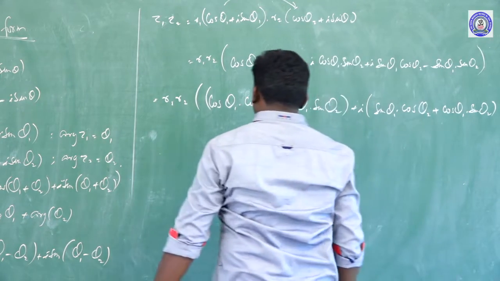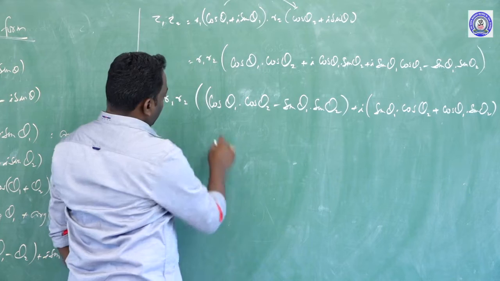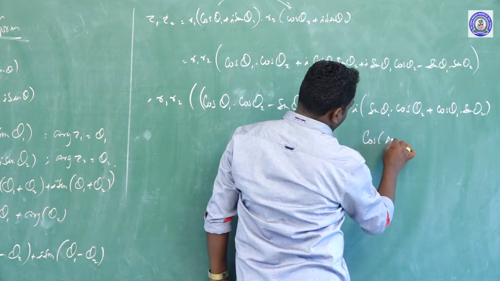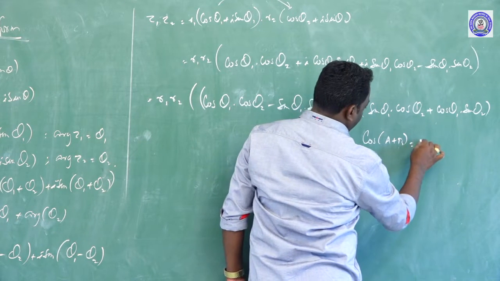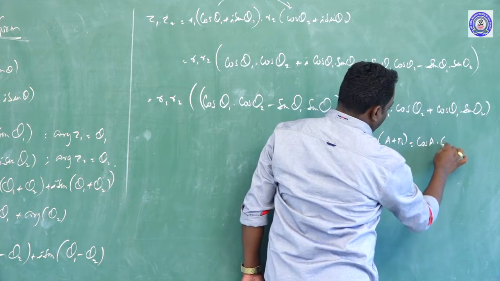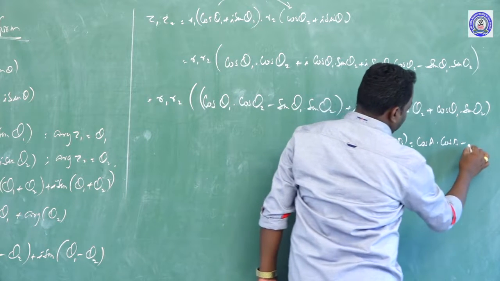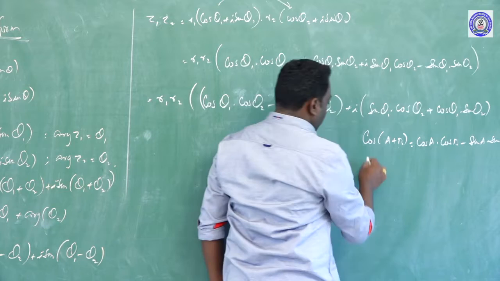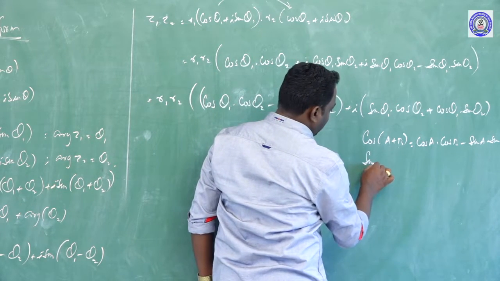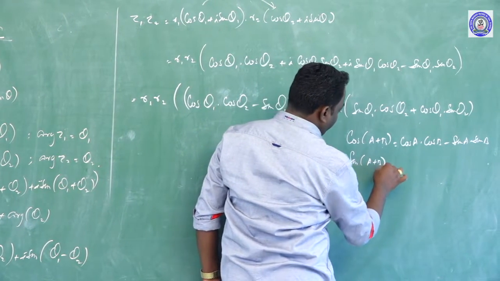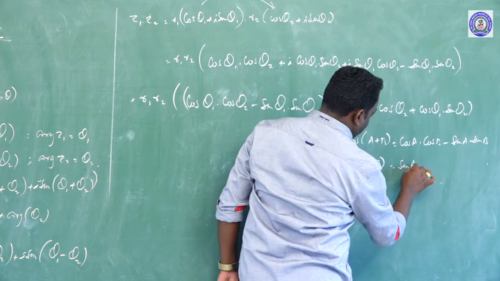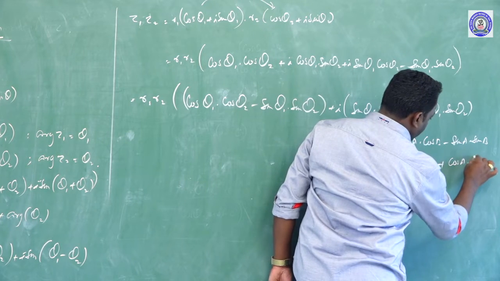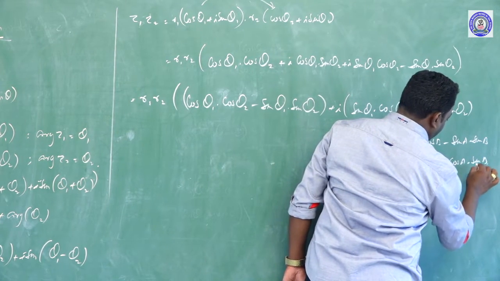Now, comparing with the last equation, we know the formula of cos of A plus B, that is equal to cos A into cos B minus sin A into sin B. It is the cos A plus B formula. Again, sin of A plus B is equal to sin A into cos B plus cos A into sin B.